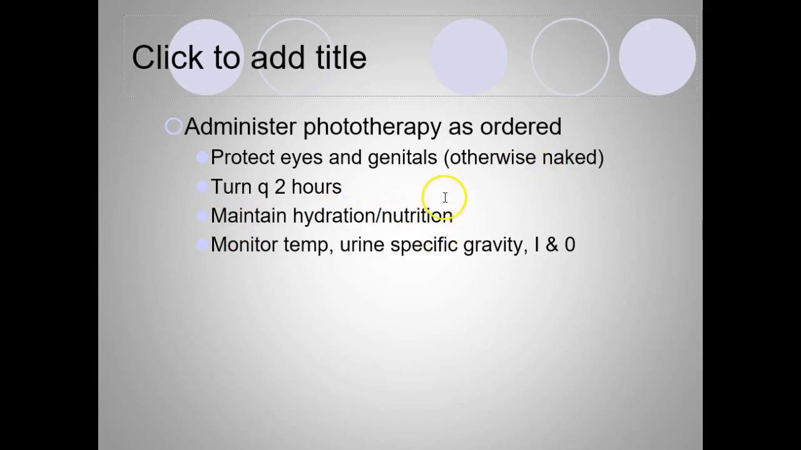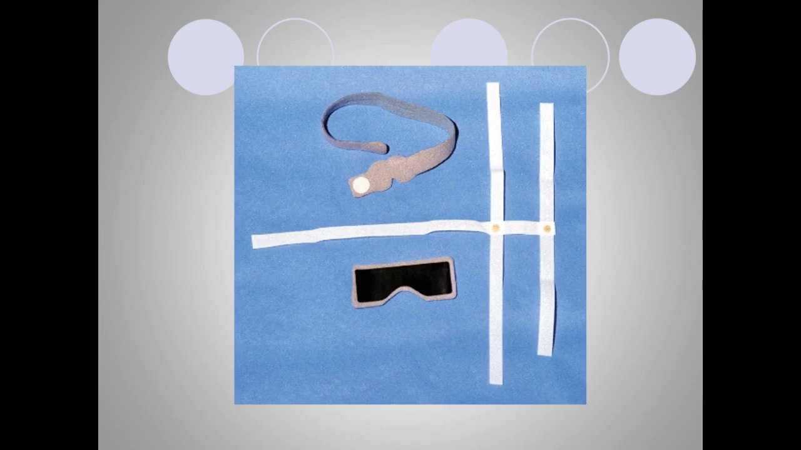If they get too hot, they'll have sensory loss, and they'll just start breathing and panting, and they'll get super dehydrated just simply from being too hot. So you have to be really careful with these lights and monitor the temperature of the baby, the respirations, urine specific gravity. You don't want them to become concentrated. Monitor eyes and I's and O's, and just make sure they feed.